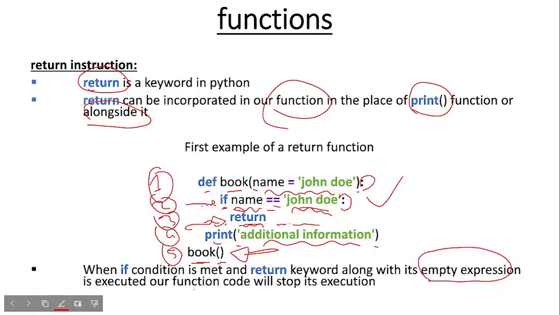Now, if we were to replace our parameter, for example, with a string of a, and again invoke our book function, it will go to the second line of code and we'll ask Python, does parameter name equal to a John Doe string? The answer will be no. So it will skip the return keyword, third line of code, it will go to the fourth line of code, and we will have additional information displayed on our screen. So again, this is how a return keyword can be incorporated and placed inside our function.